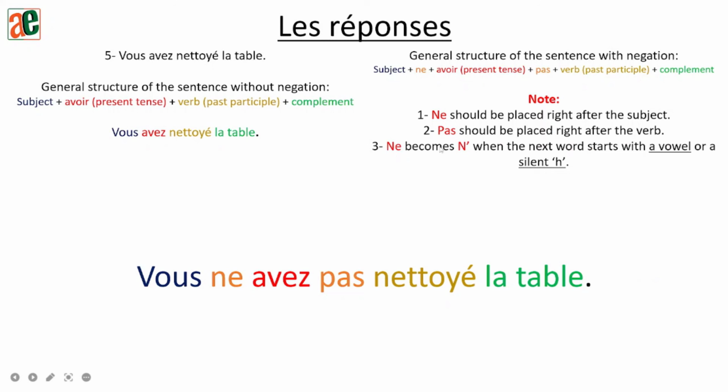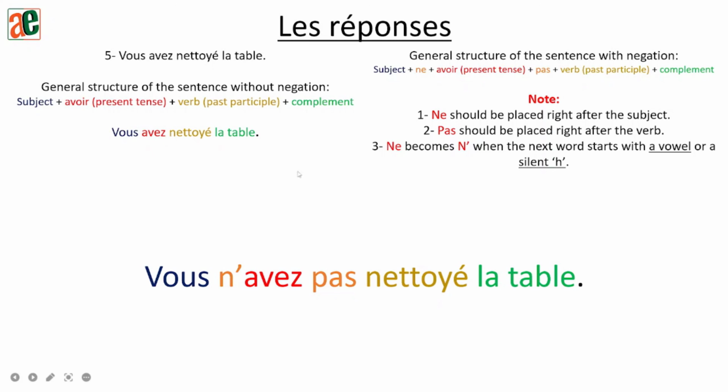Now again, ne becomes an apostrophe when the next word starts with a vowel or silent H. So here we have our ne, which is a 2 letters word again. So we can also use the other rule that we used. I think it was sentence number 3. So 2 letters word ending with e or a, followed by another word starting with a vowel or silent H. So here again, we are going to replace this e by an apostrophe. And again, please, no more space between the next word and the apostrophe. Okay? So, vous n'avez pas nettoyé la table. Okay? Vous n'avez pas nettoyé la table.